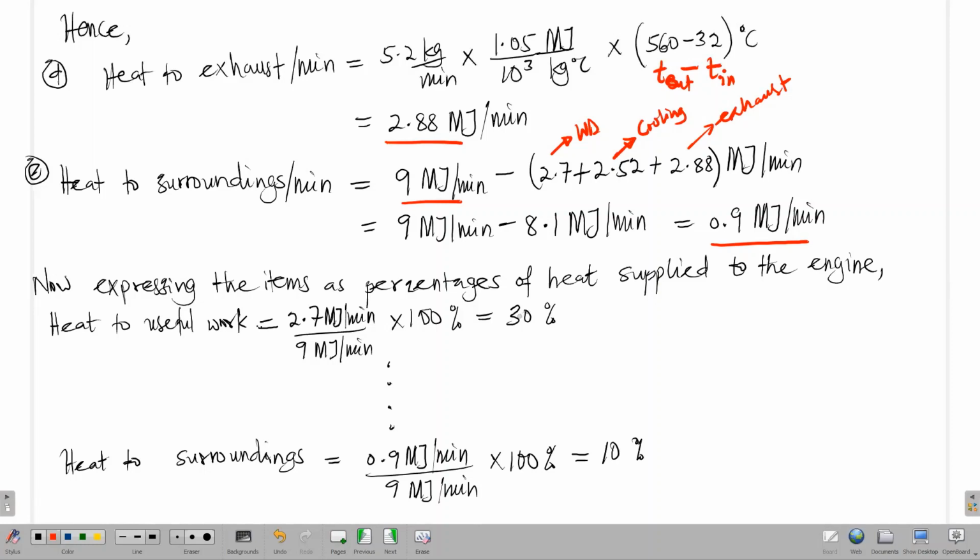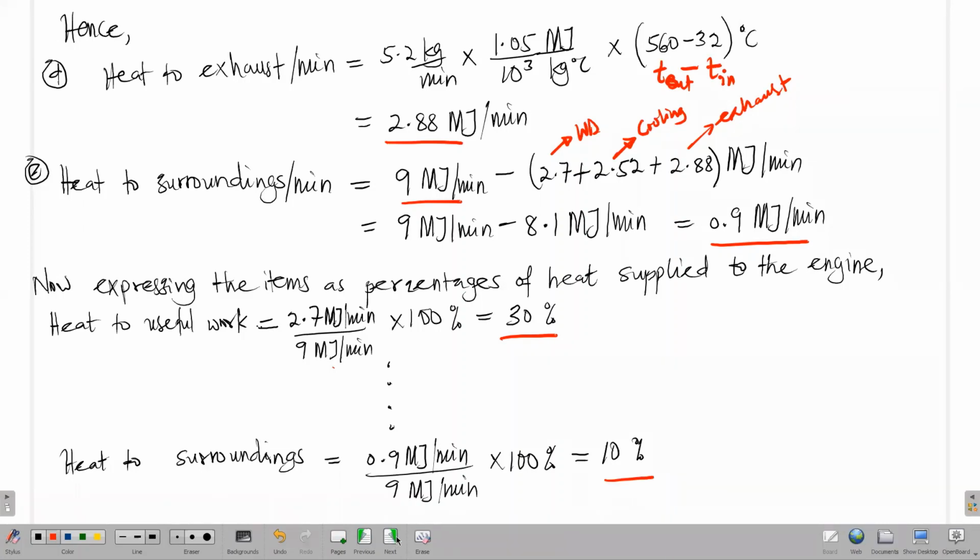Now, we were asked as well to express the items as percentages of heat supplied to the engine. So these are just basic calculations. To do that, we just take the heat to useful work, which is 2.7 megajoules per minute, over the total, which was 9 megajoules per minute, the total heat energy produced. This was to useful work. Multiplying by 100, we get 30%. We do it for the others as well.